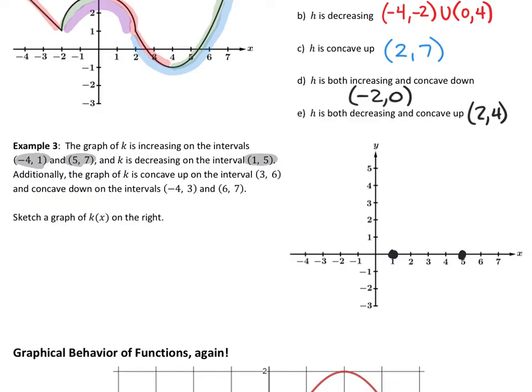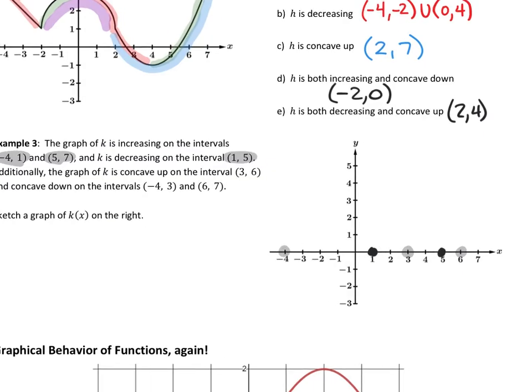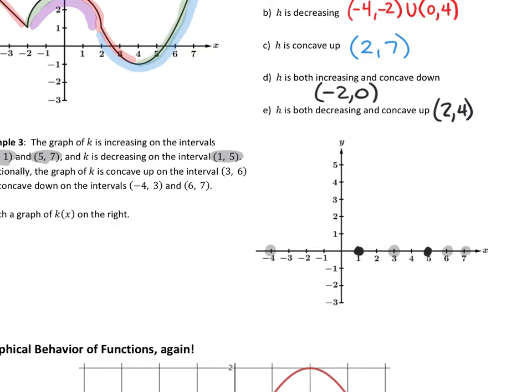Now, additionally, we have concavity changes. The graph of K is concave up on the interval from 3 to 6, so I'm going to go ahead and put 2 more coordinate points on 3 and 6. I'm using a slightly different color just to help me out. And concave down on the intervals from -4 to 3 and from 6 to 7. So at all of these coordinate points, something new in my graph is going to happen, and we have to change it when we're sketching it.